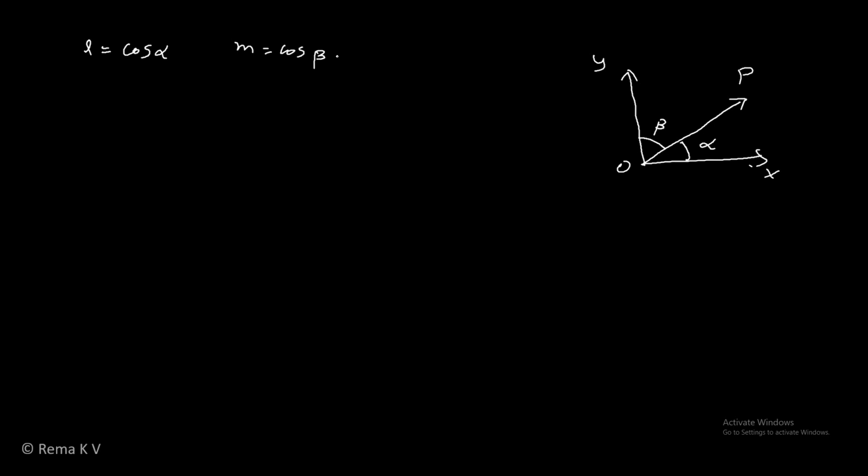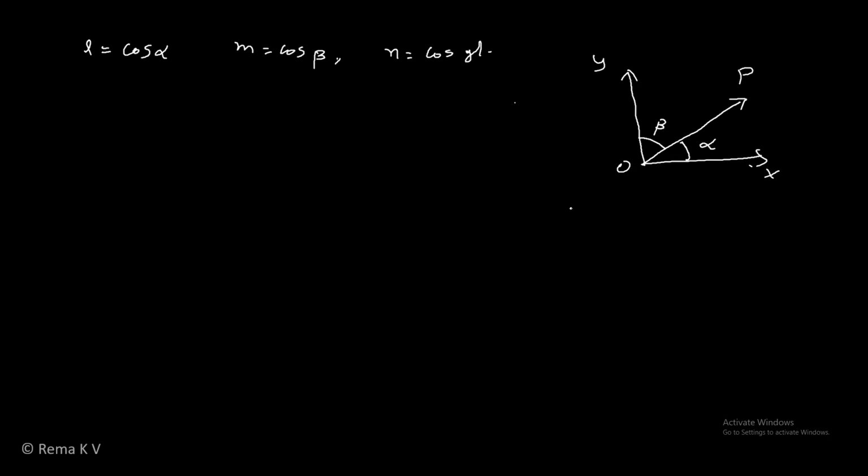Is this clear? I will explain it once again. See, when we consider an xy plane, a vector OP we are considering here. If this angle is alpha here, then the direction cosine of the vector is L is equal to cos alpha. At the same time, it makes an angle beta with the y-axis, then M is equal to cos beta, and with the z-axis it makes an angle gamma, then N is equal to cos gamma.